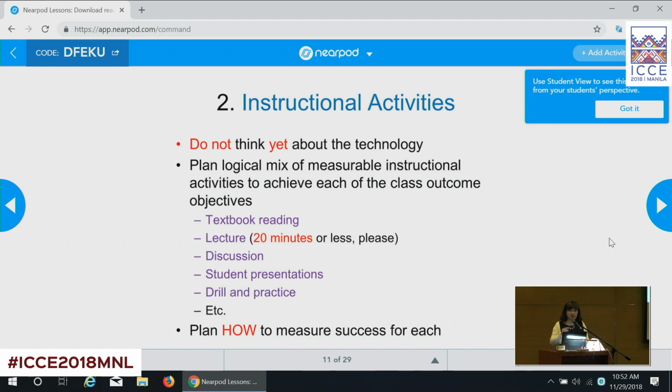The activities the teacher can use in class include textbook reading, depending on the class size; lecture, usually the ideal time is 20 minutes or less; discussion, student presentations, drill and practice, role play, etc. And you should also plan how to measure success for each activity. So when designing the overall lesson plan for the entire semester, you, as teacher, should combine these activities all together in a very logical mixture.